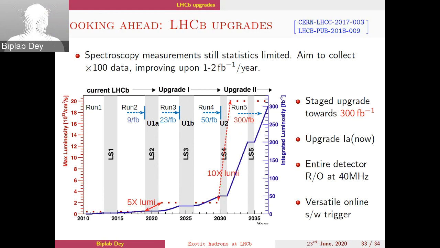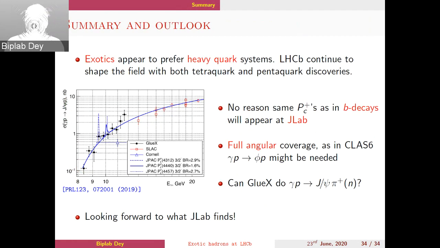Okay, so to summarize, exotics. I hope I was able to give the impression that exotics do seem to prefer heavy quark systems and they're all over the place. And LHCb continues to shape the field within both tetraquark and pentaquark discoveries.